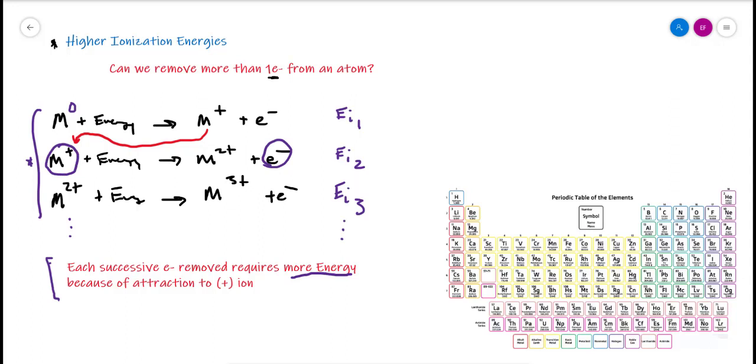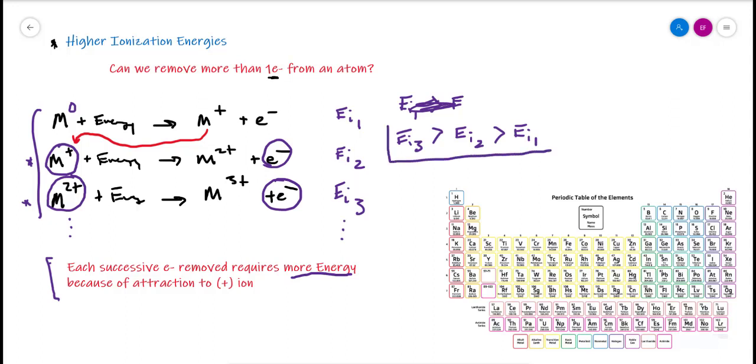So on top of the already high binding energy of that electron in its orbital, now we have this additional attraction between the positive and the negative particle that we're trying to remove. And this becomes exacerbated if we move to the removal of an electron from an M+2 ion. Right now we've got an even higher ion charge and we're trying to pull a negative electron out of this. So in other words, ionization energy 3 is always going to be greater than ionization energy 2, which is going to be greater than ionization energy 1, etc.